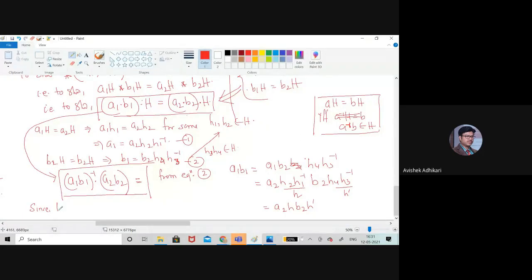Since H is a normal subgroup of G, what do you say? B2H equals HB2 for all H? No, sir, it is not for all B. It should be like B2 capital H should be H B2.